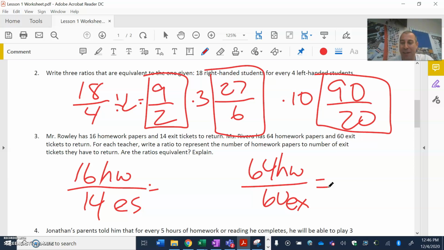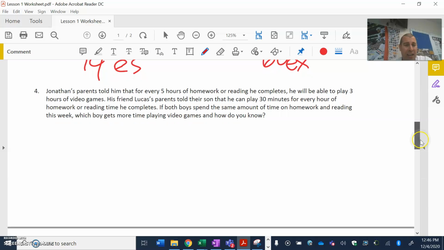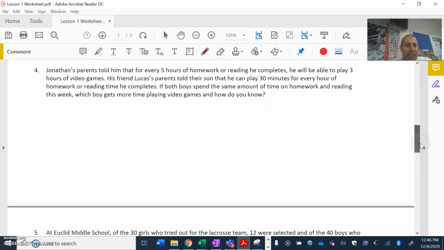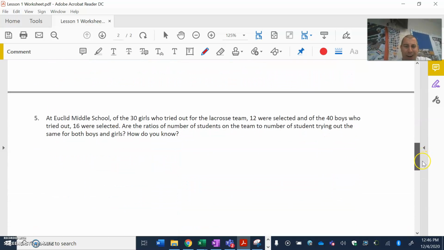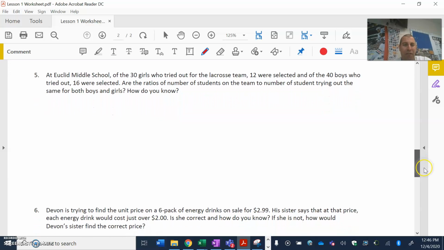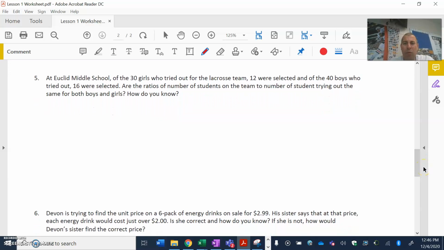I'll let you finish that one up. All right, I'm going to let you try 4, and then I'm going to jump in here into 5. What we want to look at here is they want to know, are the ratios the same? So again, go back to it.